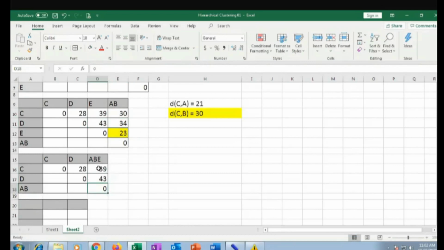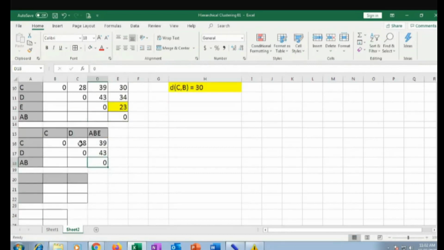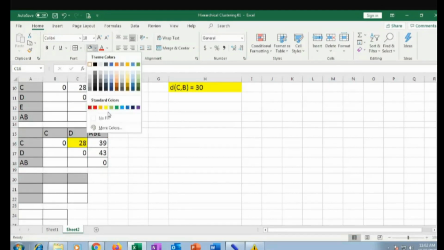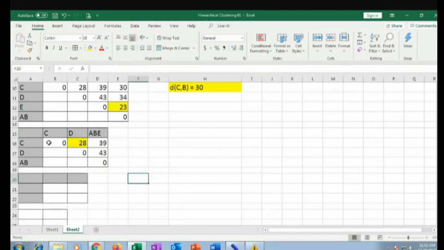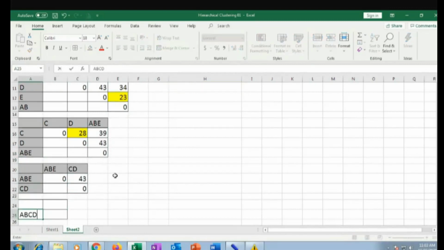Okay, good. Then ultimately you will find the minimum among these. So which one is the minimum one? This one is the minimum one. So I will select D and C to be merged. So I will have ABE and then CD. Okay, AB to AB is 0, CD to CD is 0. ABE to CD, 39 and 43. What will you put? 43. And ultimately here you will have ABCDE and ABCDE, so that will be 0. Okay, are you getting me?